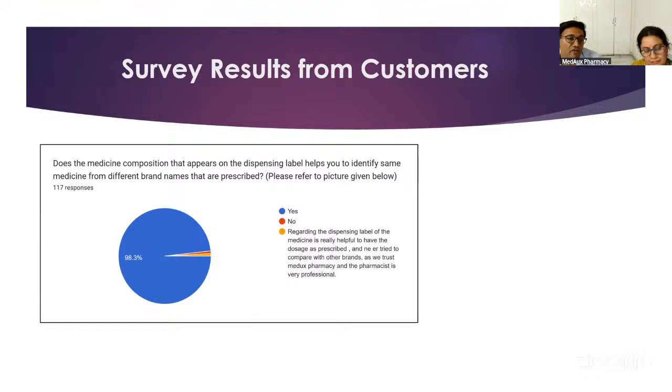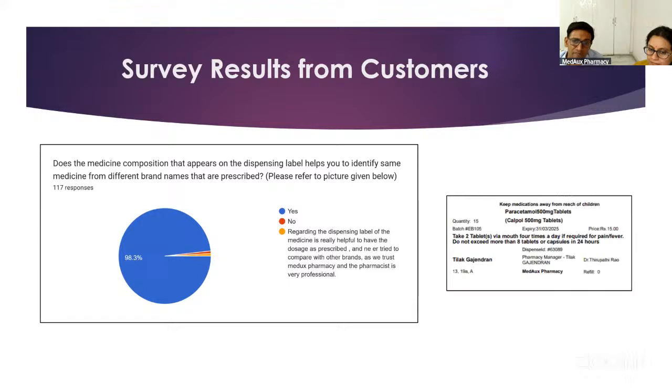So nearly about 300 to 400 reviews, and you can see the results we have got from the survey. What we are asking here is, does the medicine composition that appears on the dispensing label help you? Well, 98% of the people say yes, it really helps them to understand what brands they can use with that specific generic name.